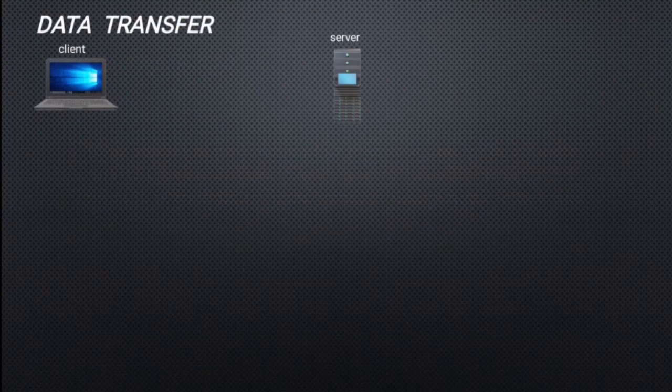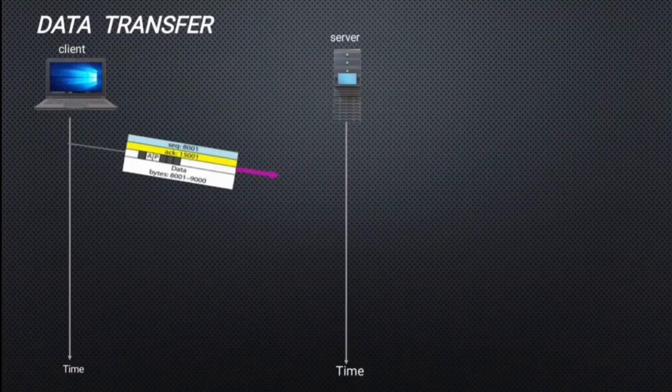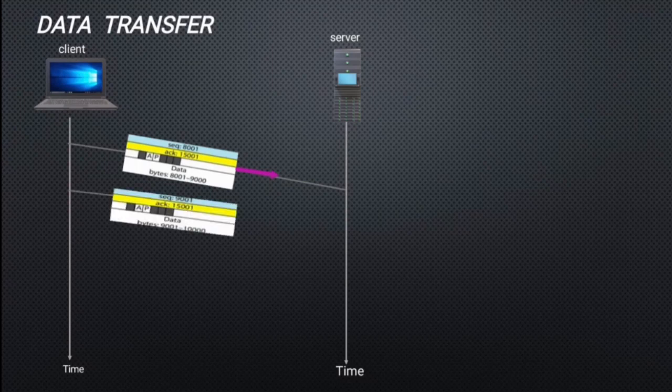After a connection is established, the client sends 2000 bytes of data in two different segments. The first segment contains sequence number 8001 and acknowledgement number 15001, in continuation of connection establishment. Here the data you are transferring are byte numbers 8001 to 9000. The second segment contains sequence number 9001 with the same acknowledgement number 15001, with 1000 bytes of data from 9001 to 10000.